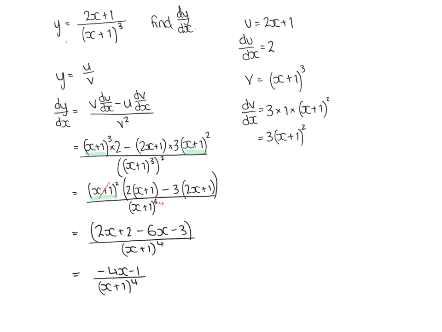Okay, so the critical line is up here. We've seen that we've got (x plus 1) squared common to both of these. So if we take (x plus 1) squared out of that, we're left with 2 lots of (x plus 1). If we take (x plus 1) squared out of that, we're left with minus 3 lots of (2x plus 1). Okay, then expand.